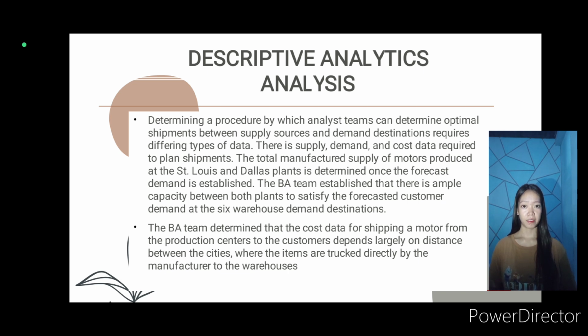The BA team established that there is ample capacity between both plants to satisfy the forecasted customer demand at the 6 warehouse demand destinations. The BA team determined that the cost data for shipping a motor from a production center to the customer depends largely on the distance between the cities where the items are trucked directly by the manufacturer to the warehouse.